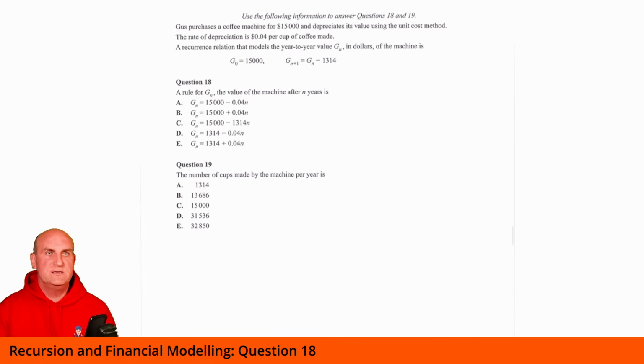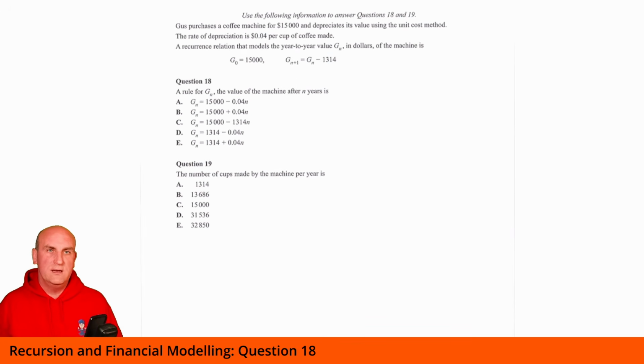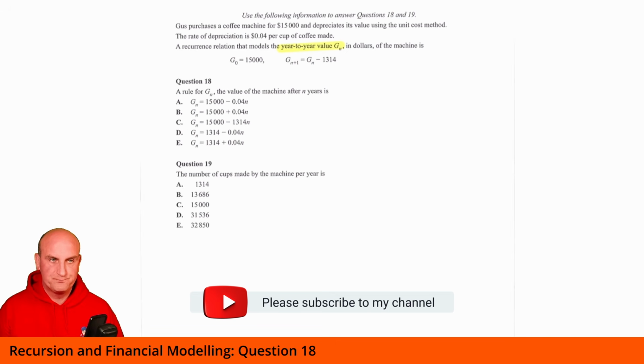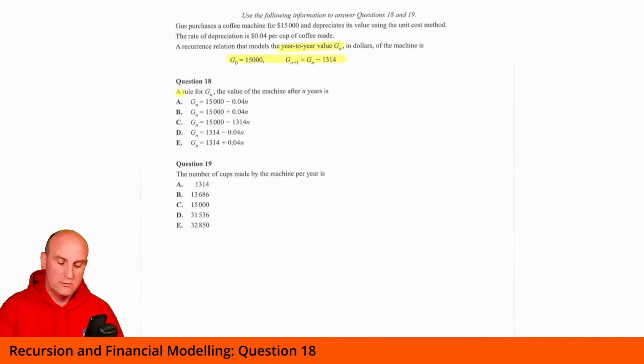Next one. Gus purchases a coffee machine for $15,000 and depreciates its value using a unit cost method. The rate of depreciation is 4 cents per cup of coffee made. A recurrence relation that models the year-to-year value G of N in dollars of the machine. Now, when I did this question, I looked at it for like 5 minutes going, you what? It's the year-to-year value. So N there stands for years. A rule for G of N. So we're going from the recurrence relation to a rule for the value of the machine after n years. Well, the machine is depreciating by $1,314 per year.